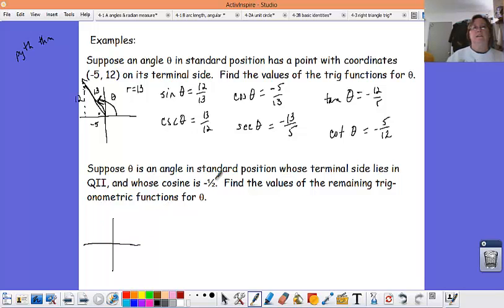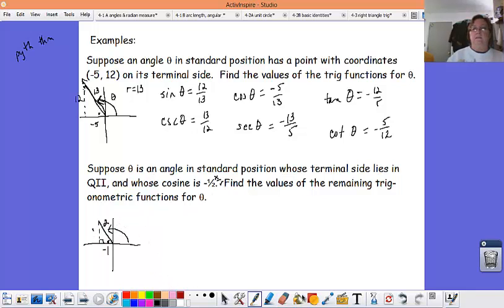Well, I remember cosine is x over r. So the x is -1 while the radius is 2, and maybe that looks like this, where here's our angle theta. The reference angle is the acute angle that the terminal side makes with the x-axis. Here's the reference angle, and this is what we're using. The x in that triangle is -1. The radius is 2, and I know this because I had a cosine, x over r.